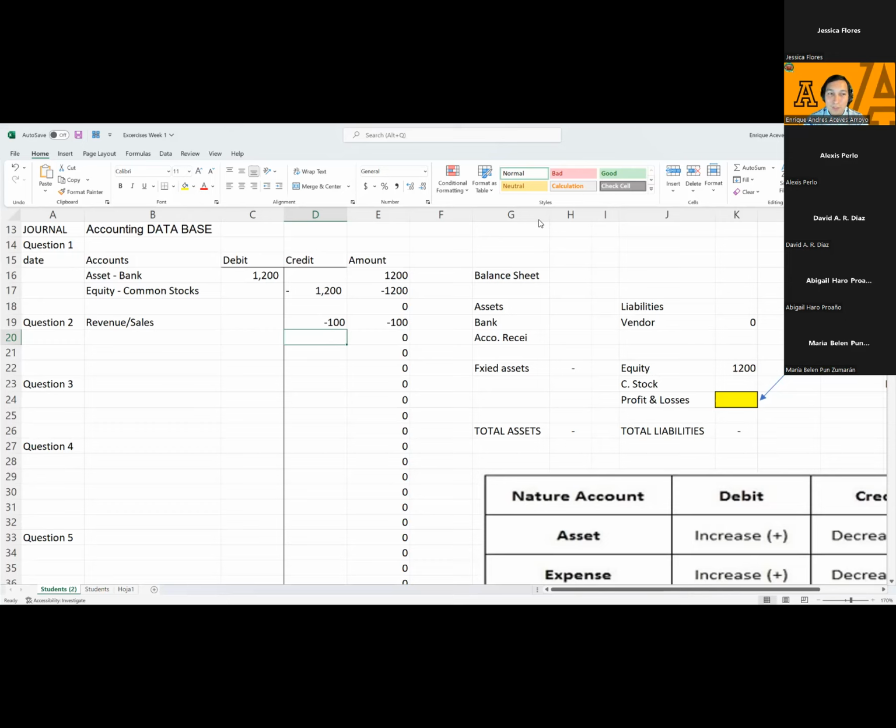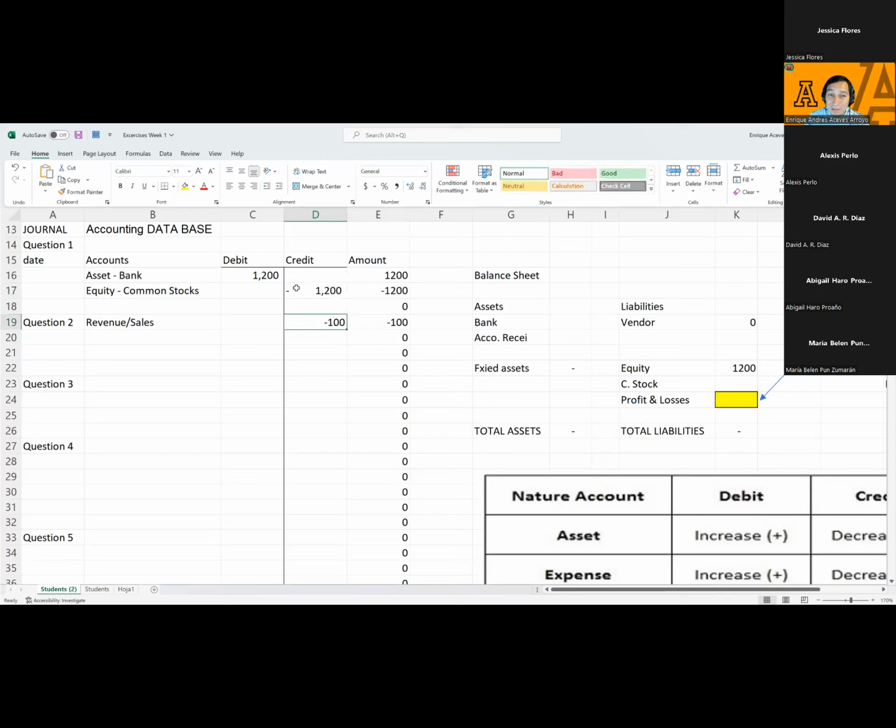Who can remind me what sales are? What's the definition of sales? That's why it's so important to have the definitions in mind. Incoming resources? It is an economic benefit generated by the company, right? And who has the right to claim the economic benefits of the company? The shareholders.